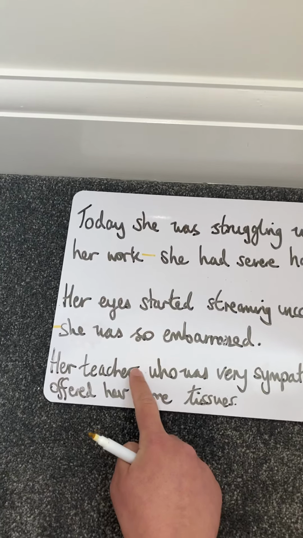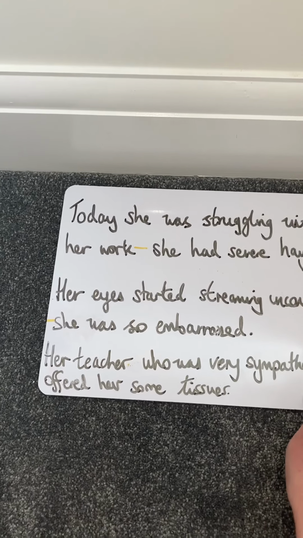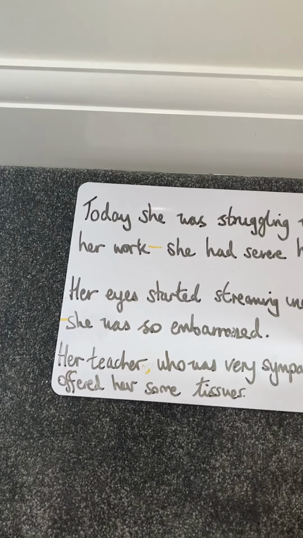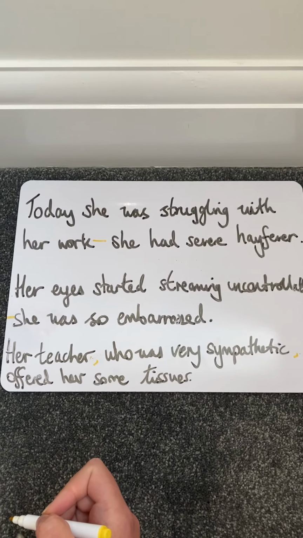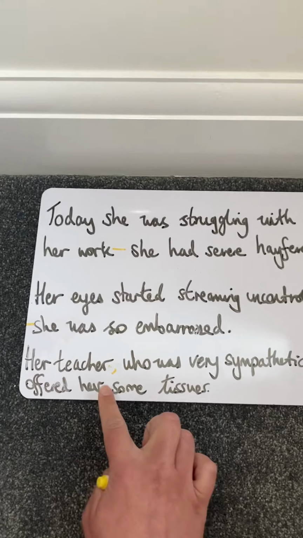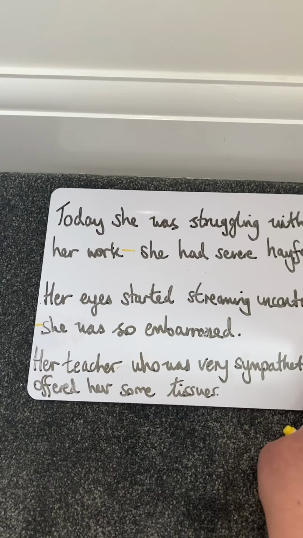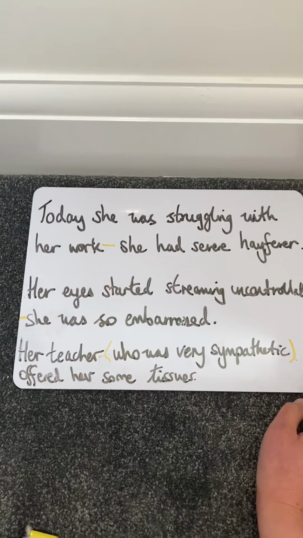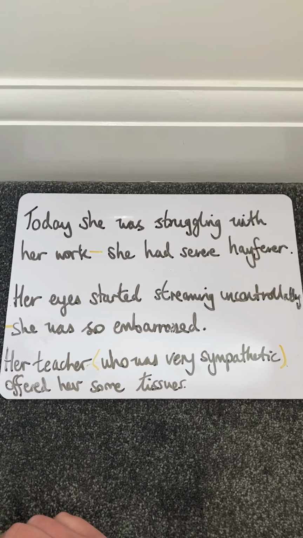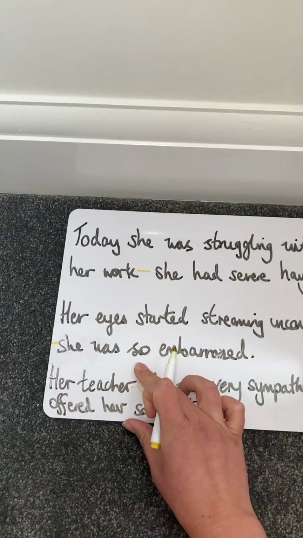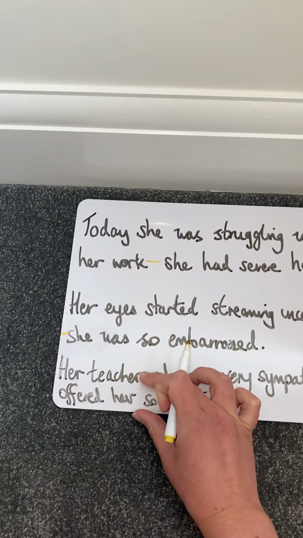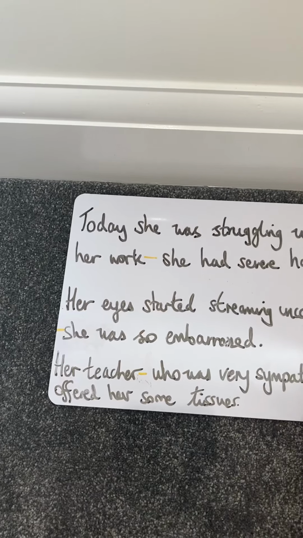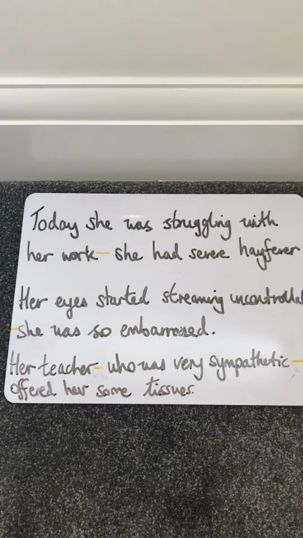In this case, you could actually use different types of parentheses. If you remember, you could use commas. Her teacher, who was very sympathetic, offered her some tissues, or you could use brackets to include that extra information. Her teacher, who was very sympathetic, offered her some tissues. But because we're focusing on dashes today, we will stick with a pair of dashes for our parenthesis. So there we go.